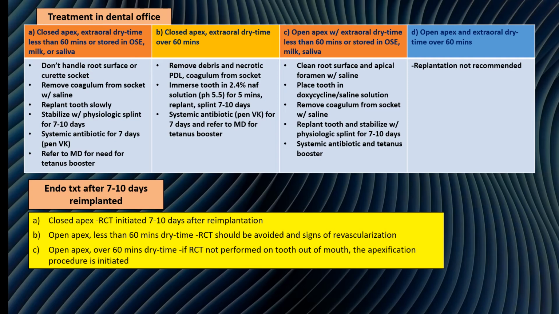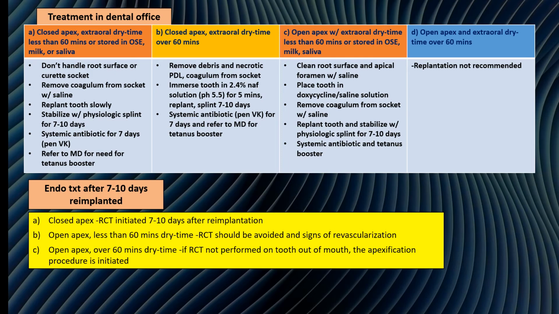So the most important or most beneficial storage media we have is Hank's Balanced Salt Solution, or at home, the patient can just store the tooth in milk. Once your tooth has been managed, you're holding the tooth by its crown, not by its root, and you're reimplanting the tooth. Slowly, you're splinting it for 7 to 10 days, but it has to be a physiologic splint because you don't want ankylosis to happen. Remove the debris from the socket and immerse the tooth in 2.4% sodium fluoride solution for a closed apex tooth stored in a media.